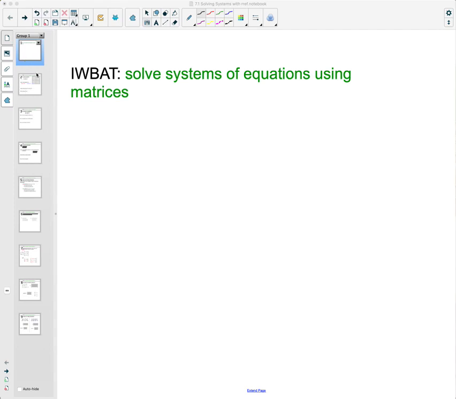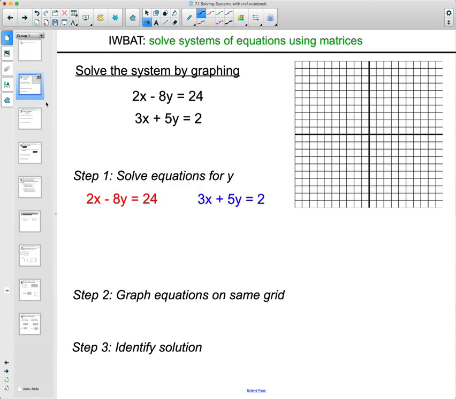In this video, we are going to talk about how to solve systems of equations, and we're going to get into how to solve systems of equations using matrices. So let's just review quickly how you solve systems algebraically. So one way is by graphing. And so systems of equations are just two or more equations that you find a solution to.